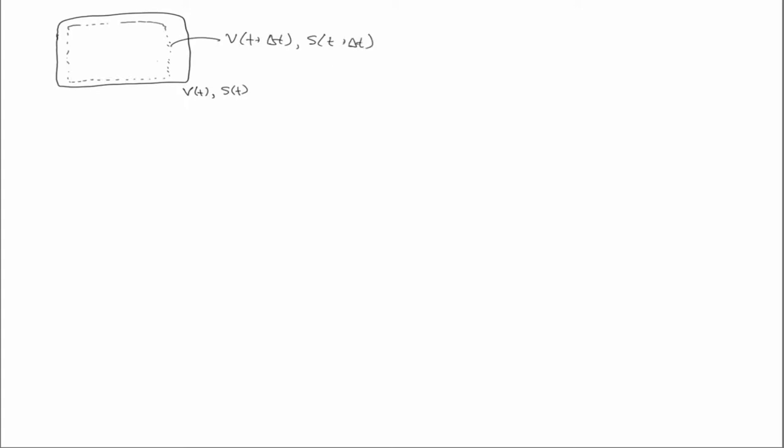So in the previous one, our control volume was fixed, but what if it weren't? If we had a control volume with a volume V of t and a surface S of t, and over some time we change it such that it's V at t plus delta t, S at t plus delta t. So at some later time, we've changed the control volume, and we want to know what happens to some quantity inside it.